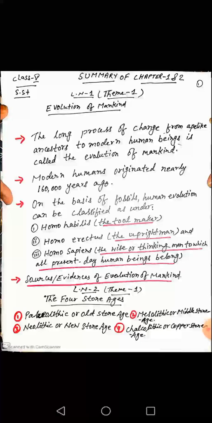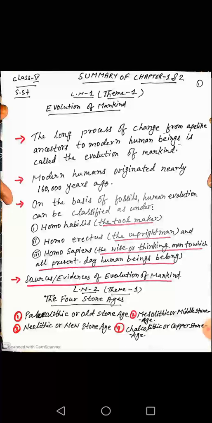On the basis of fossils, human evolution can be classified as under. Homo habilis, number first, the tool maker. Number two, Homo erectus, the upright man. And number third is Homo sapiens, the wise or thinking man, to which all present day human beings belong.